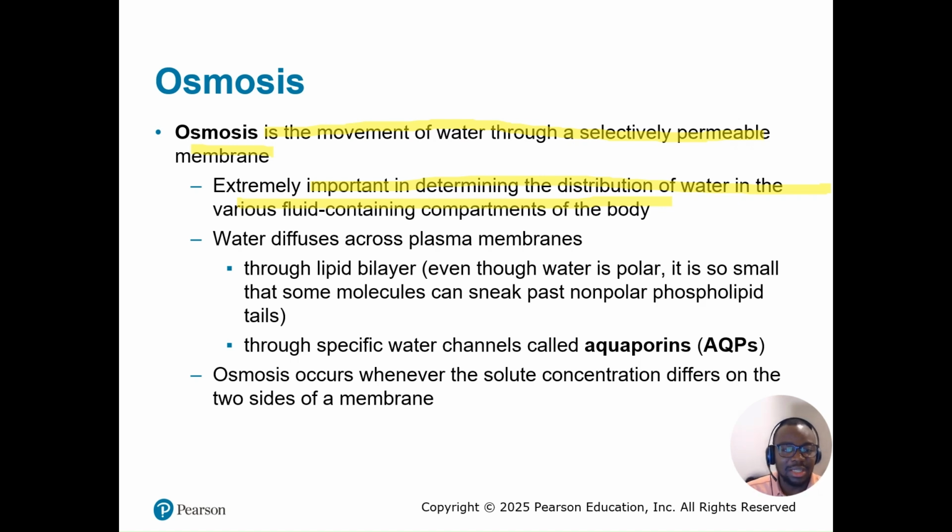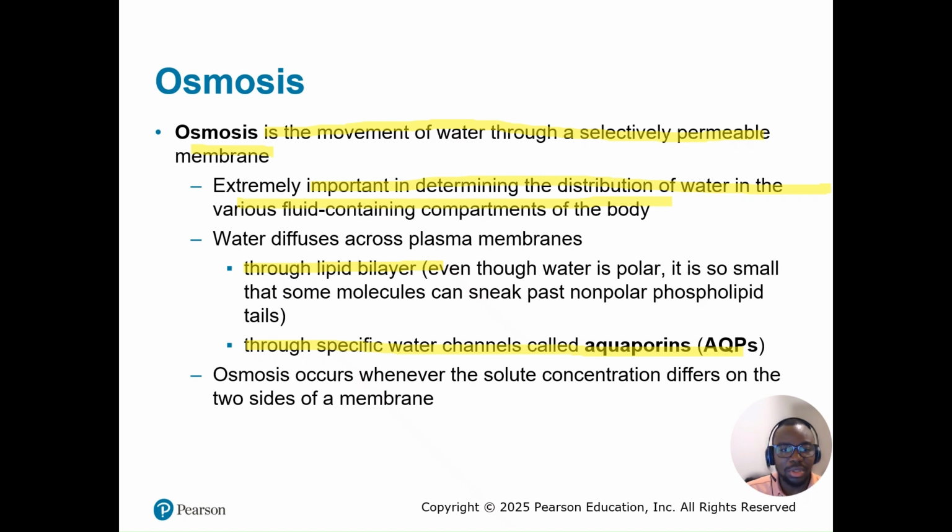Water crosses the plasma membrane through two main mechanisms. One is through simple diffusion across the lipid bilayer. Please note that although water is polar, it's able to cross the lipid bilayer. The second mechanism is through special channels called aquaporins.